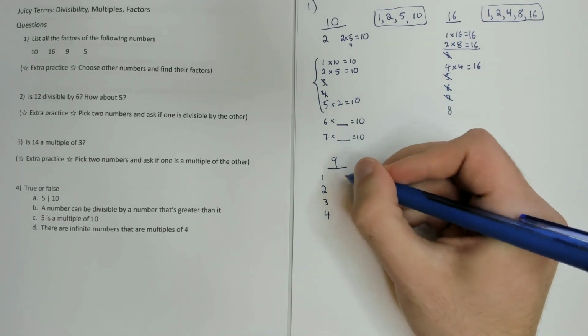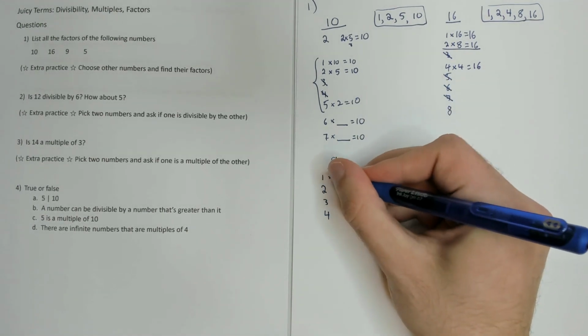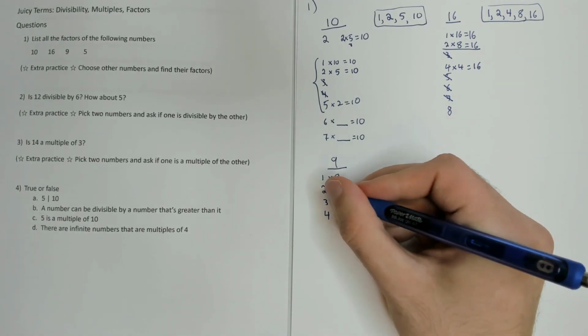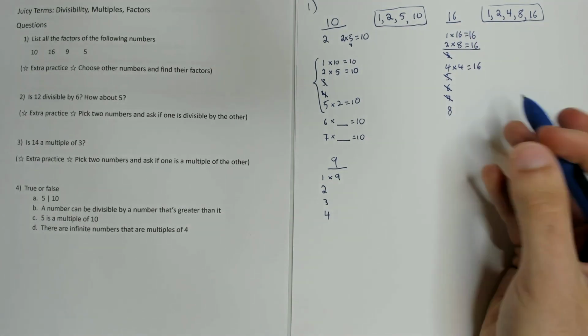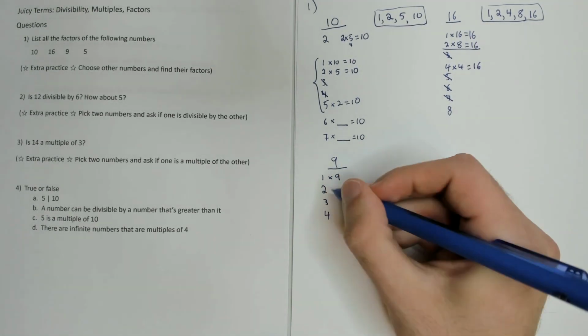Does 1 go into 9? Well, sure it does, right? We just multiply it by 9, so 1 is a factor of 9. How about 2? No, 2 is not going to go in because we'll skip right past it when we count. 2, 4, 6, 8, 10, right? 9 is between the 8 and the 10, so 2 is not going to work.